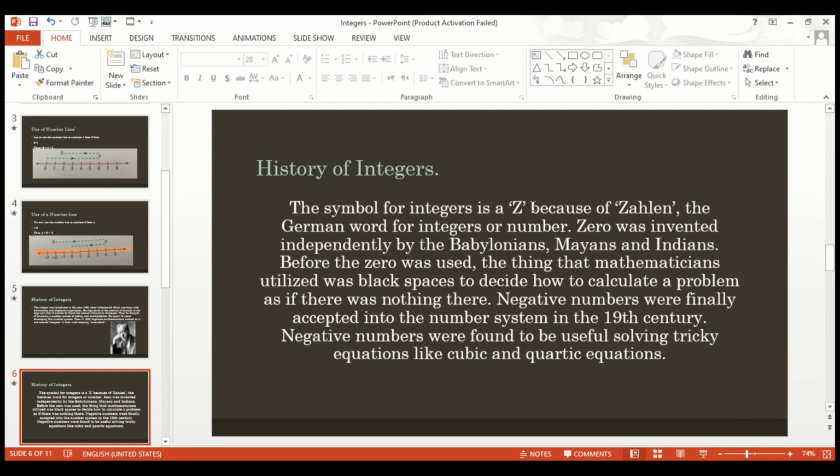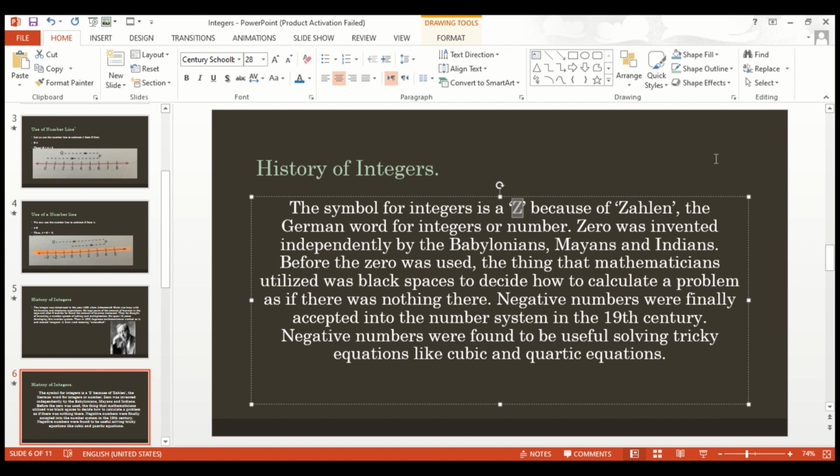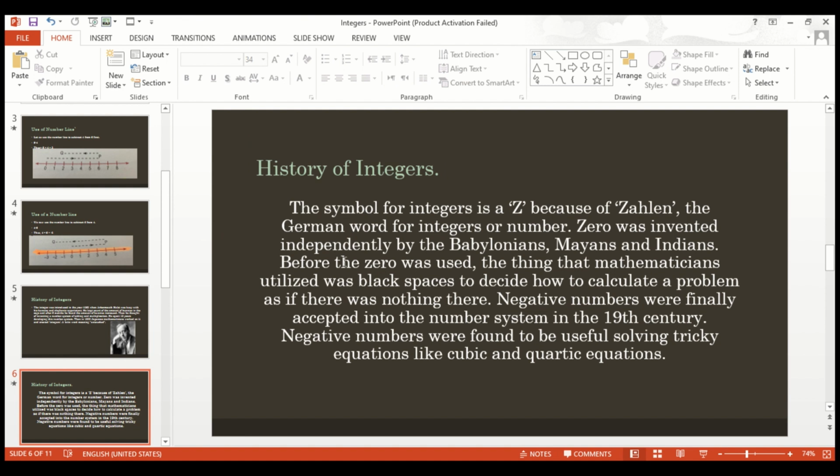The symbol for integers is a Z, because of Zahle, the German word for integers or numbers. 0 was invented independently by the Babylonians, Mayans, and Indians. Before the 0 was used, mathematicians utilized blank spaces to decide how to calculate a problem as if there was nothing there. Negative numbers were finally accepted into the number system in the 19th century. Negative numbers were found to be useful in solving trig equations like cubic and quartic equations.